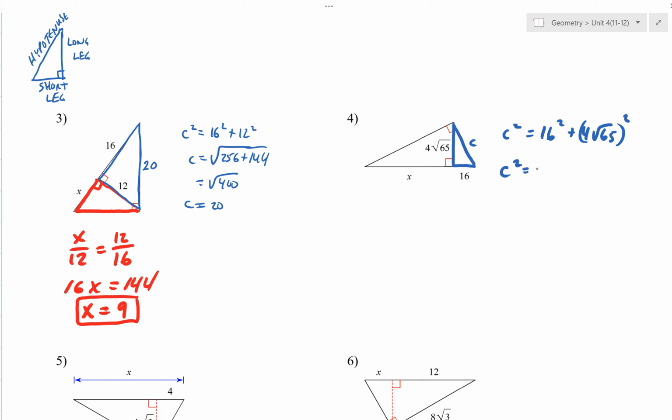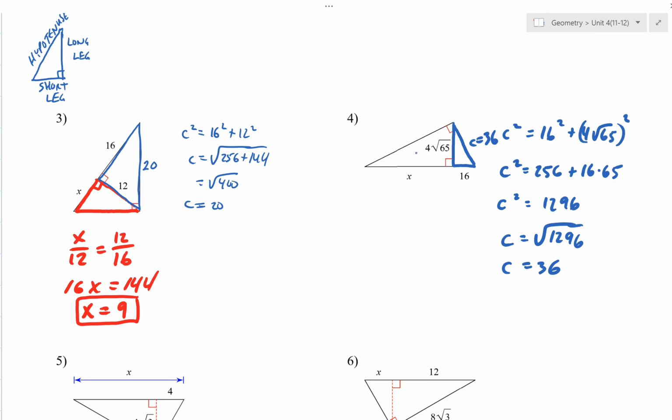So c squared equals 256 plus 16 times 65. So c squared equals 1296, and c equals the square root of 1296, which is 36. So now we know this side is 36, and we can set up our similar triangle ratio.